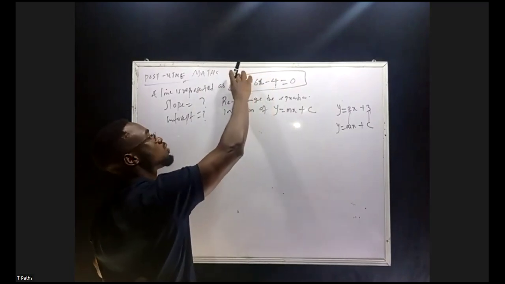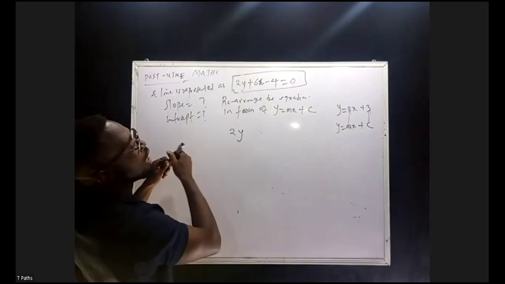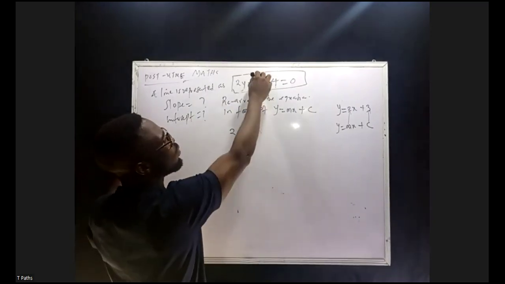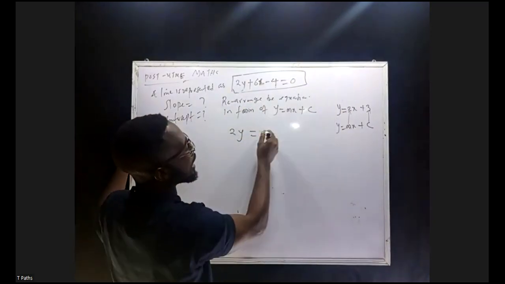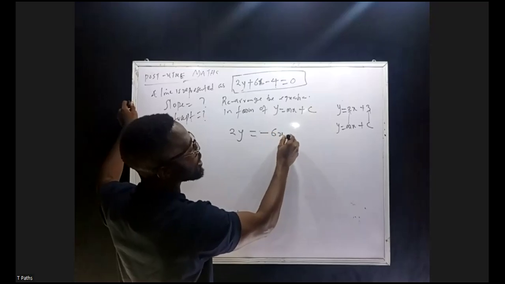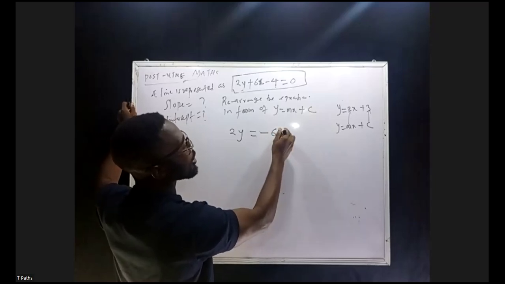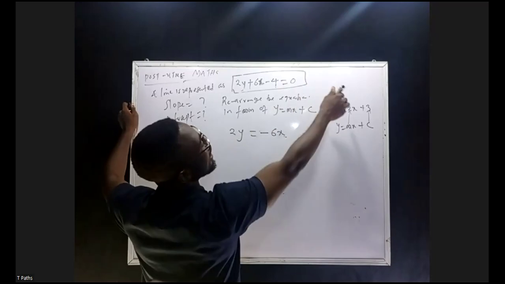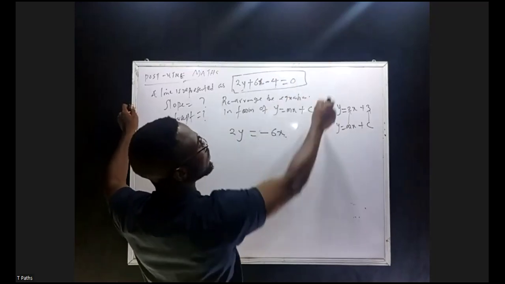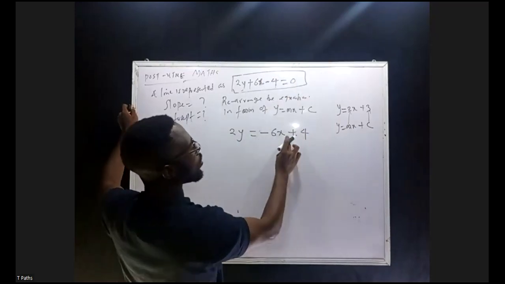What will I do to make 2y stand alone? If I want 2y to stand alone, it means that I must be ready to move this 6x and 4 to the other side. And what would that be? Minus 6x. Am I making sense? I'll move this here, minus 6x. When I move this, what would that be? Plus 4.